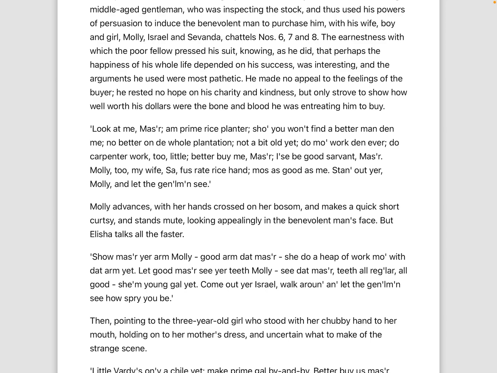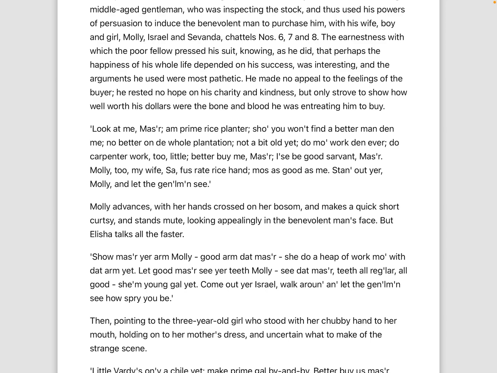Molly advances with her hands crossed on her bosom and makes a quick, short curtsy and stands mute, looking appealingly in the benevolent man's face. But Elisha talks all the faster. Show master your arm, Molly. Good arm, that master. She do a heap of work, more with that arm yet. Let the good master see your teeth, Molly. See that, master? Teeth all regular, all good. She's a young gal yet.